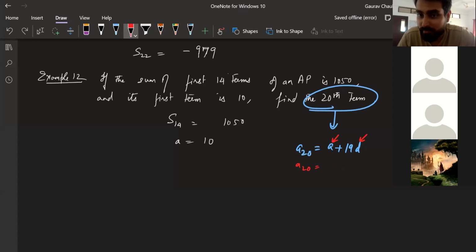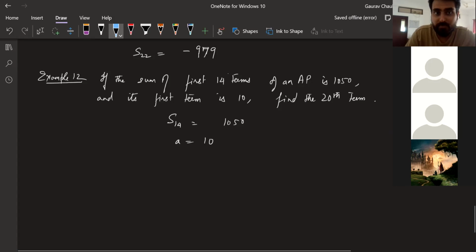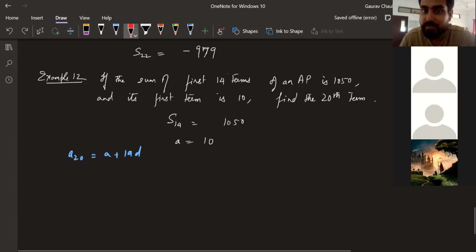Okay. 21, this you already know. N you already know. Now A also I already know. A is 10, given. So I only need to find D. That's the process that I'm going to use. So basically here I know that A20 is equal to A plus 19D. Now D is what you don't know, so D you have to find. For finding D, I have some information.